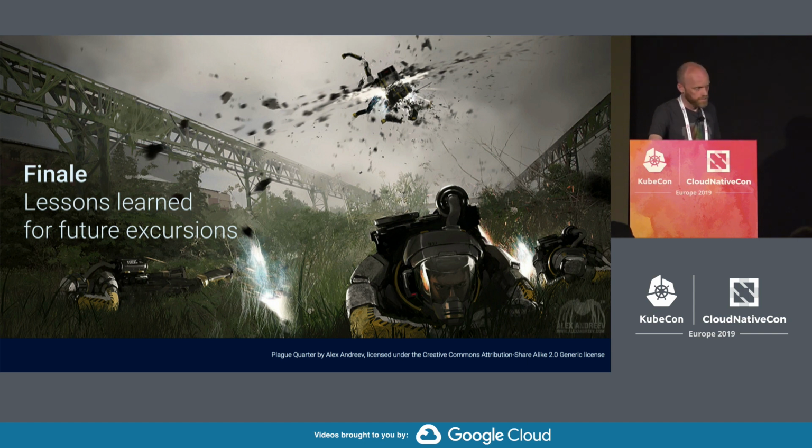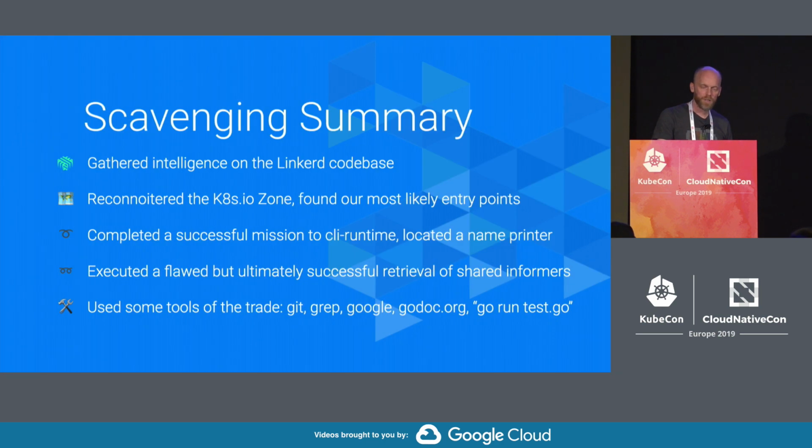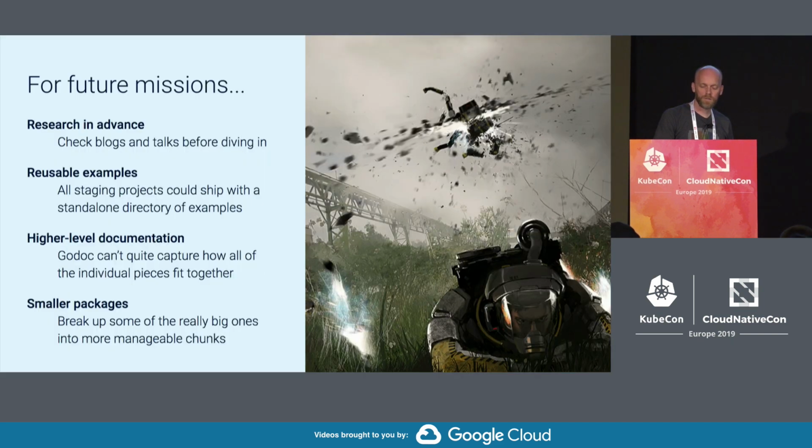Okay, so I just have a couple more minutes, so stick with me, and we will go through the finale. But I think we did a good job here. We got some intelligence about the Linkerd codebase. We set up a rough mental map of the Kubernetes zone, planned out a few routes, executed on those routes, returned with some interesting technology, and used some tools of the trade: Git, grep, Google, Godoc, that kind of thing.